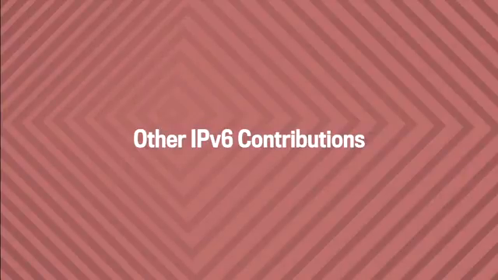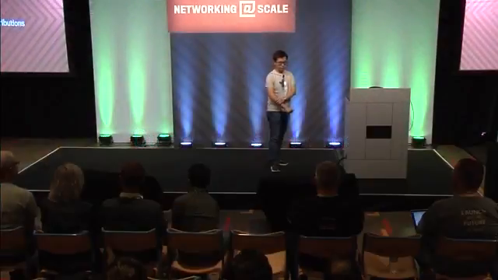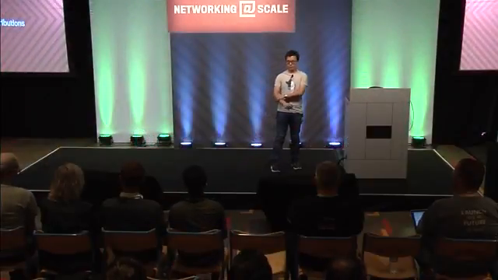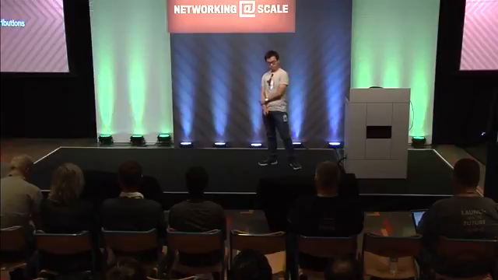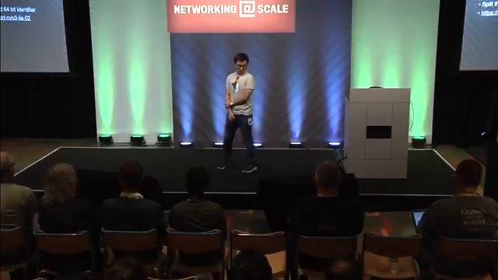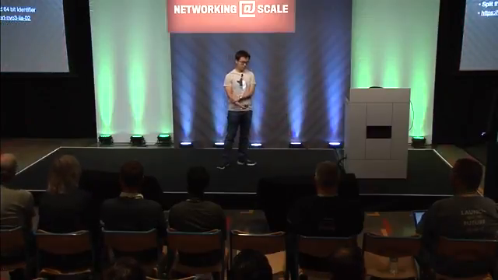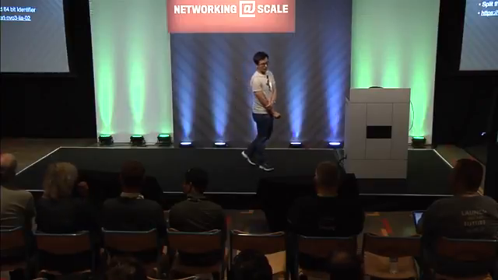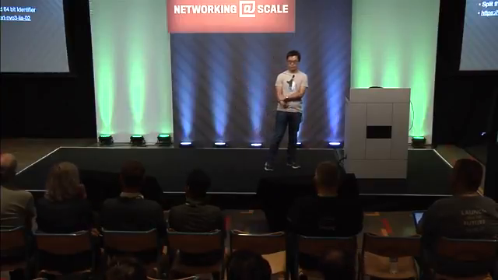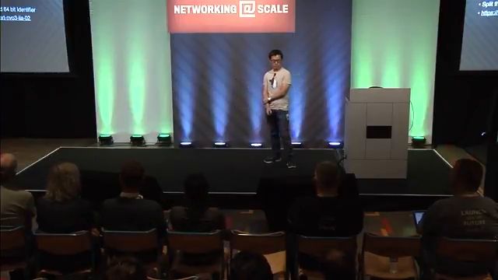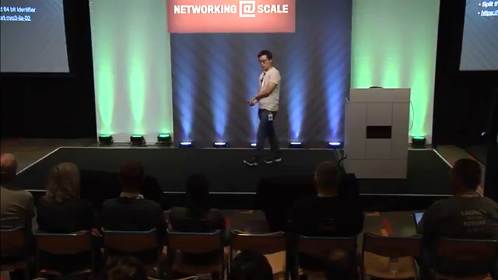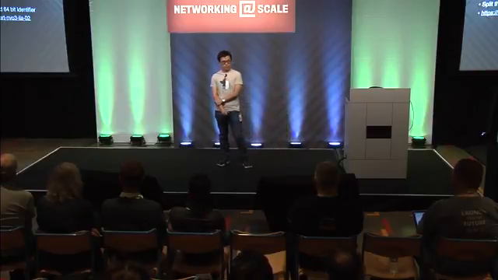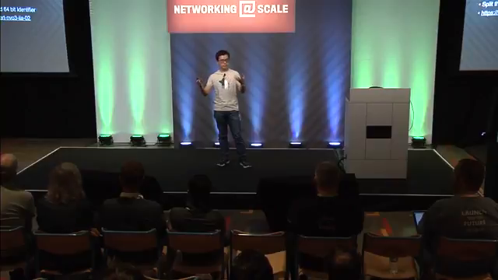Now I want to switch the topic a little bit. I want to talk about what other IPv6 features or fixes we contributed to the upstream. The first one I found very interesting is called Identifier Locator Addressing, ILA. It was proposed by my coworker Tom Herbert. It has an innovative use of the whole 128-bit IPv6 address space.